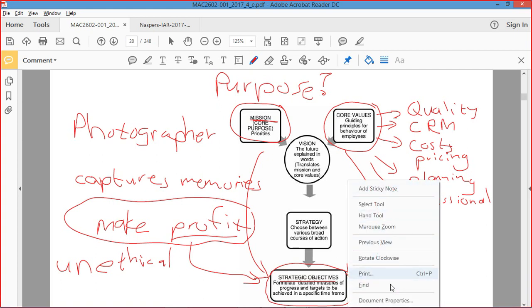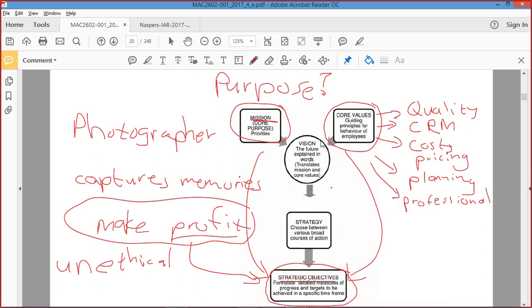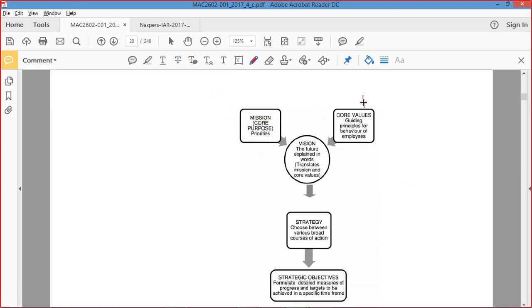Because think about that. If your value is to make a profit, well then there could be different things that you'd be doing in order to achieve the goal. Not all of it might be in the best interest of other people.